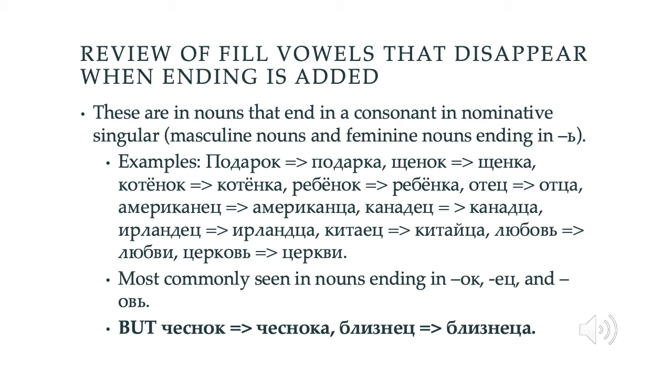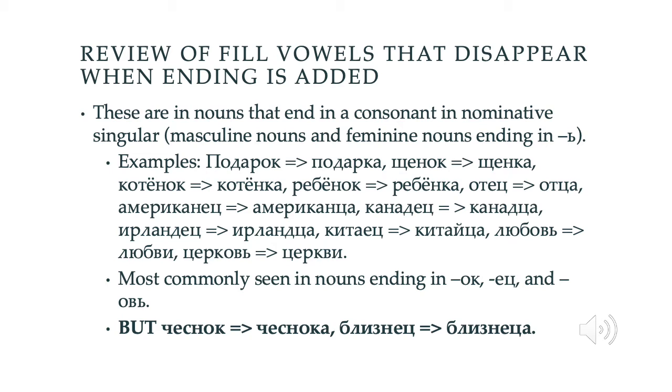Ец, like отец and американец, and ов, ове мягкий знак. However, there are a few exceptions. So чеснок, garlic, becomes чеснока, and близнец, a twin, becomes близнеца. And this just has to do with whether the original vowel in this archaic spelling we no longer have was a strong vowel or a weak vowel.